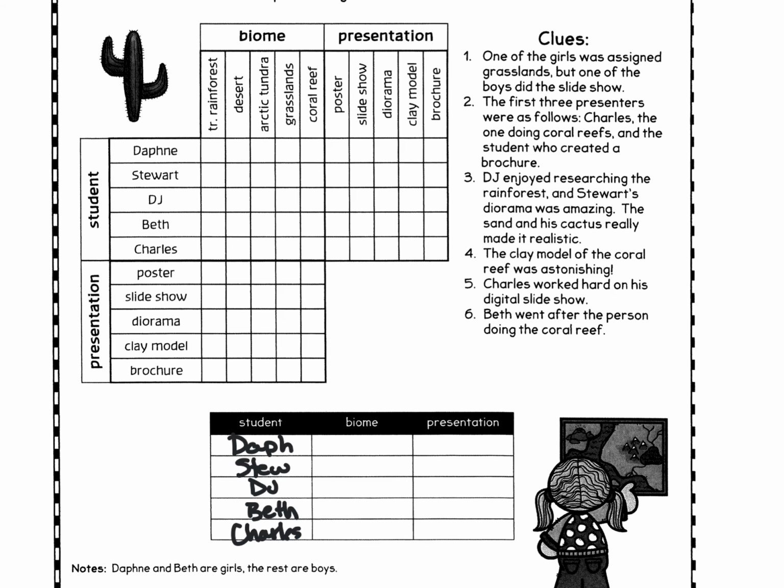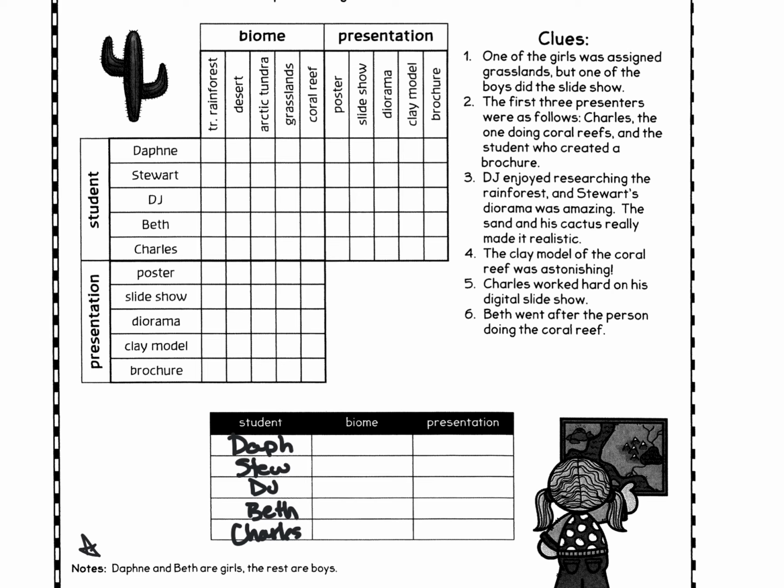Okay, hopefully you've had enough time. So let's start going through this. And again, I'm just going to try to talk you through my logic of it. It doesn't mean it's the right way, it's the only way, it's one way. All right, so here's the first clue. One of the girls was assigned grasslands, but one of the boys did the slideshow. Okay, so down the bottom, it does make a note that Daphne and Beth are the girls.